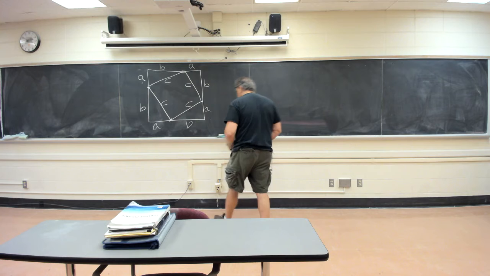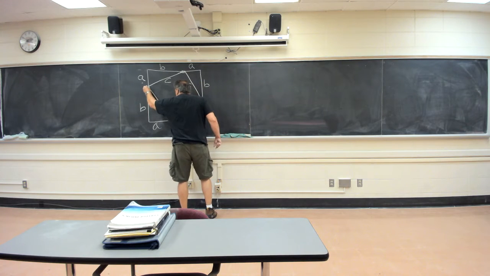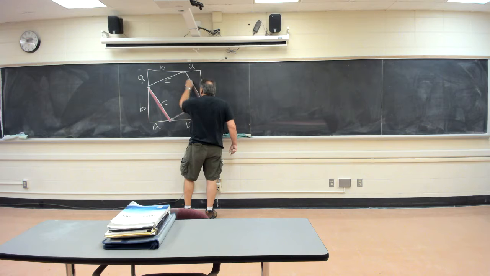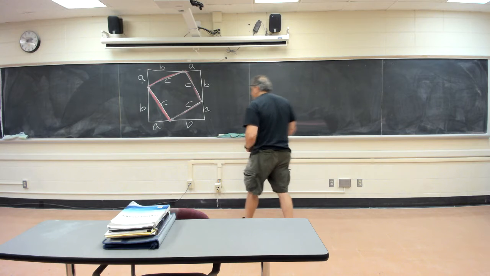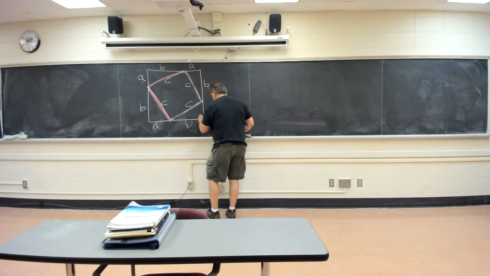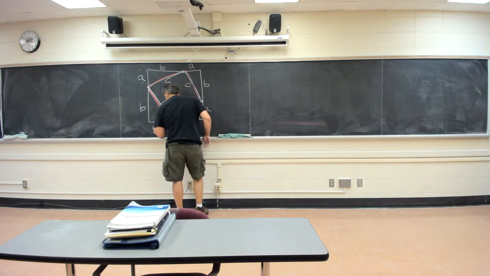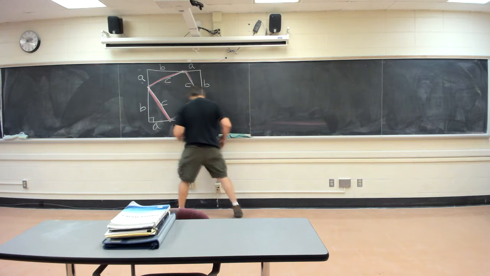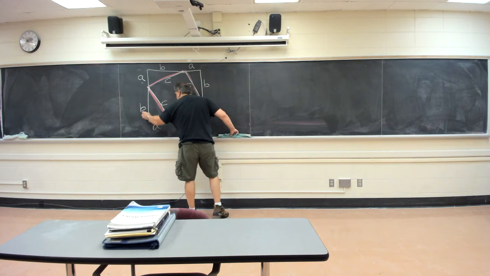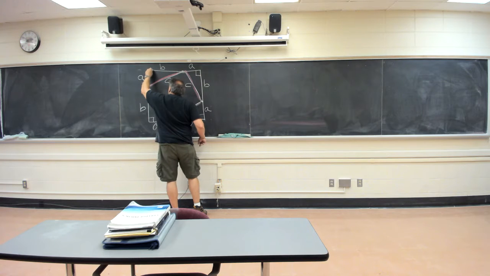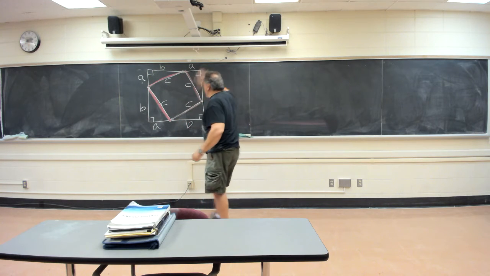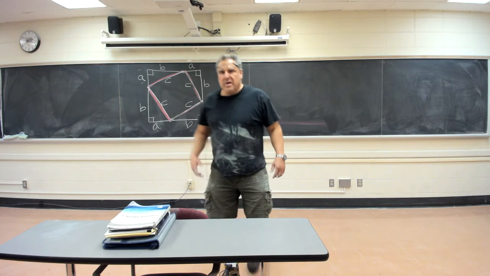Maybe it looks familiar. That's a square within a square. Guys, from side angle side, side angle side, side angle side, all four of those triangles on the outside are congruent to one another. They have the same area.